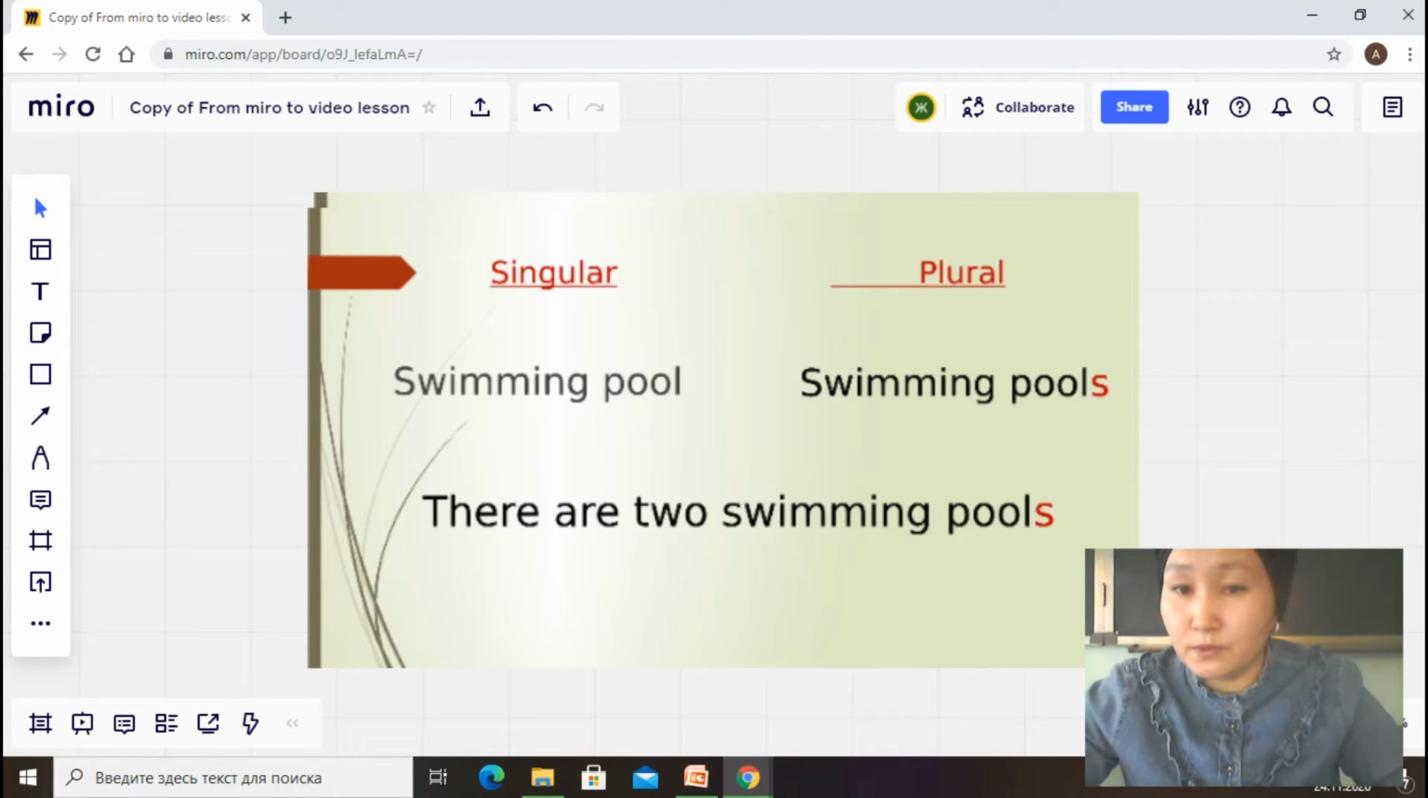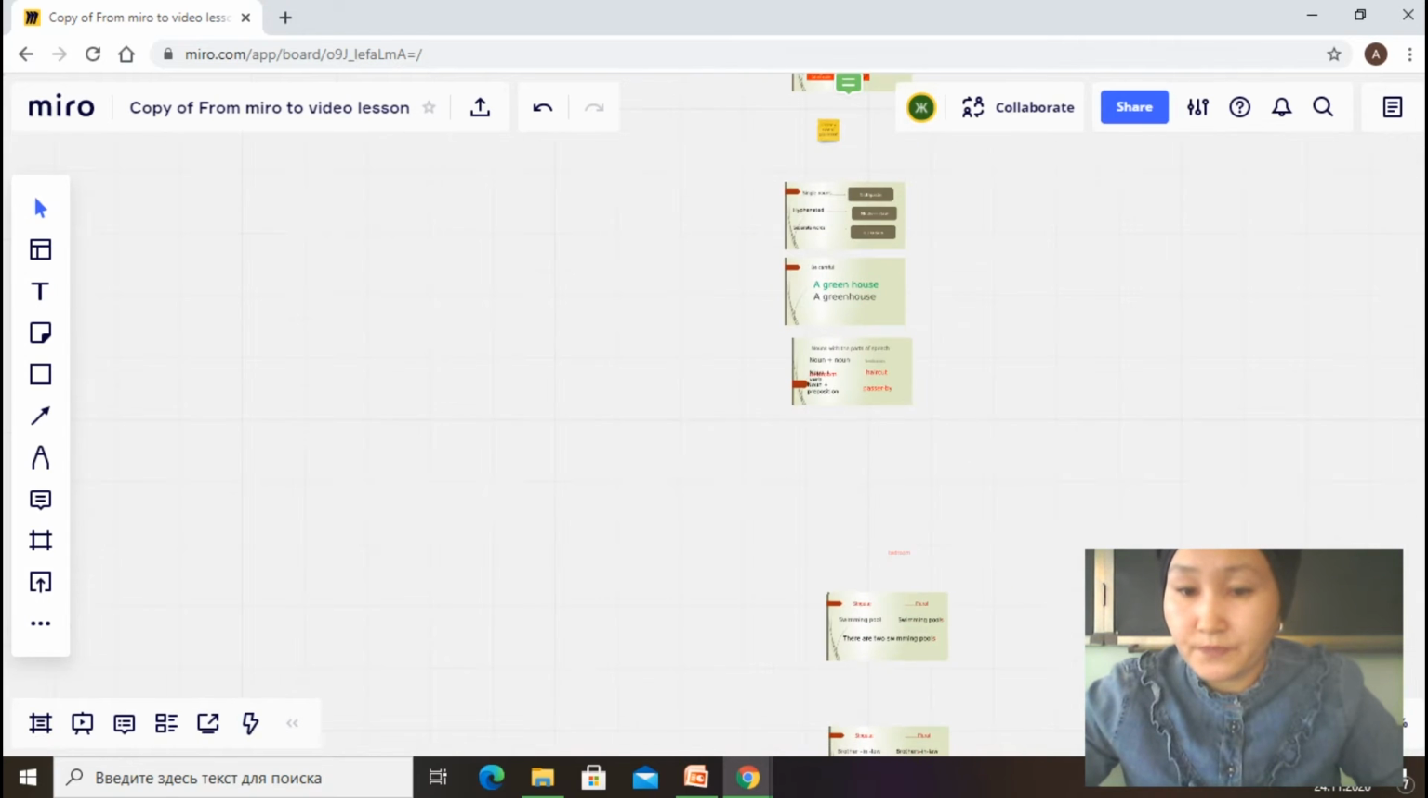It is a pool. So we simply add s to the significant word. Pool. Swimming pool. Swimming pools in plural. For instance, there are 2 swimming pools. The significant word is pool, and we add s to this word, to the significant word.